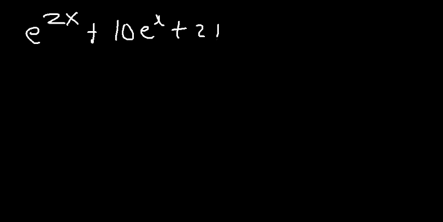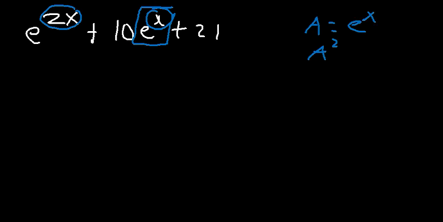So what about this one? Let's say we have e to the 2x plus 10 e to the x plus 21. How would you factor it? Notice that the exponent here is twice the value of the middle one. So this is another substitution problem. So we're going to set a equal to this middle term, e to the x. So a squared would be e to the 2x.